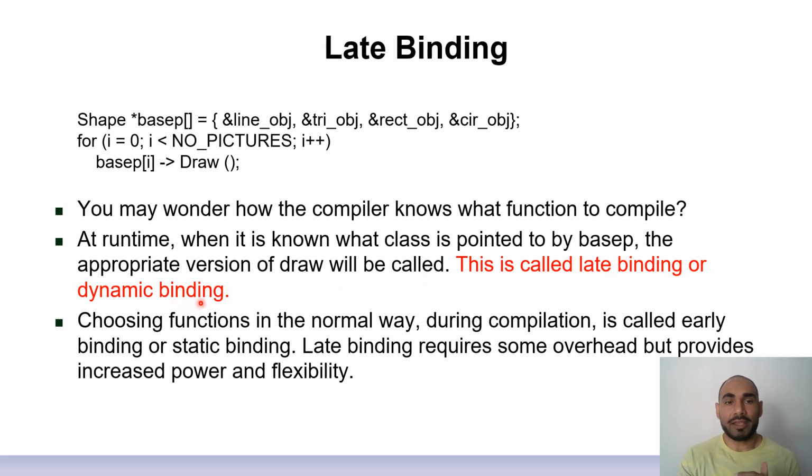So late binding means when the program is actually executing, only then do we decide which version of draw will be called. And choosing a function in the normal way during compilation is called early binding or static binding. Late binding requires some overhead but provides increased power and functionality. So this was a concept related to polymorphism or virtual functions.